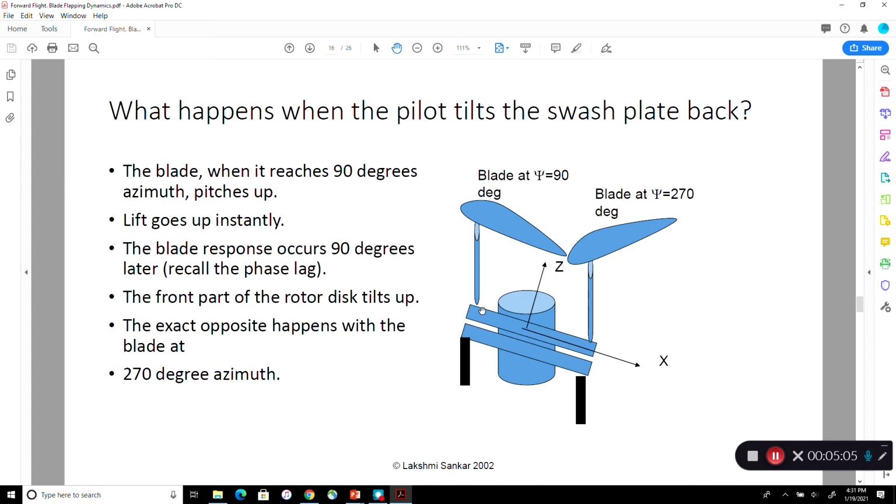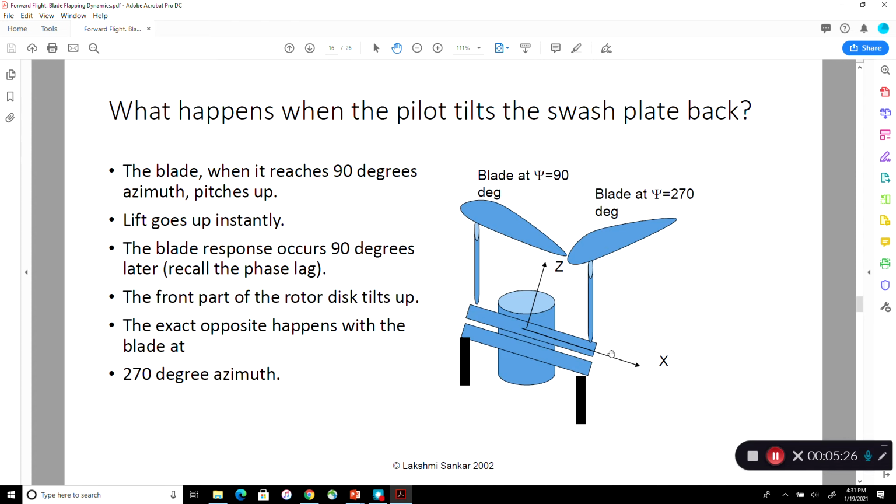Then 90 degrees later, the blade will flap up in front of the pilot. So if you do this at 90 degrees, the response will be at 180 degrees. How about the other blade that would have pitched down at 270 degrees? Then the response will be the blade will flap down behind the pilot.